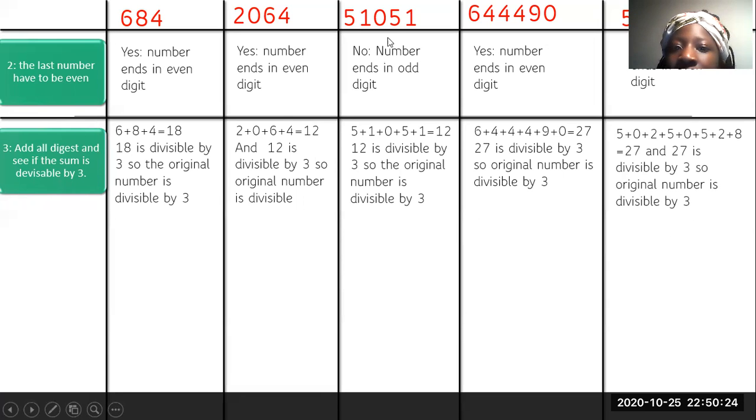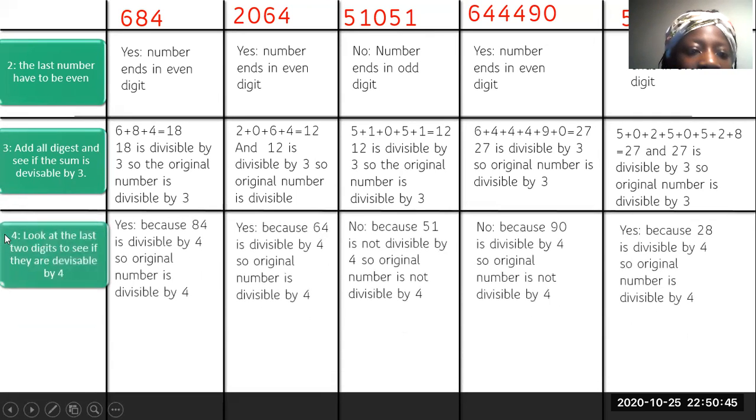It is important to keep in mind that for 6, the number has to be divisible by 2 and 3. So the only number that will not be divisible by 6 is the middle column, 51,051.